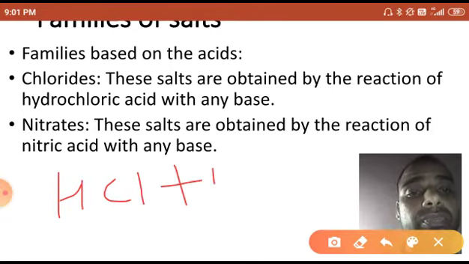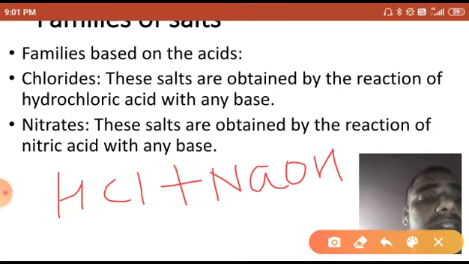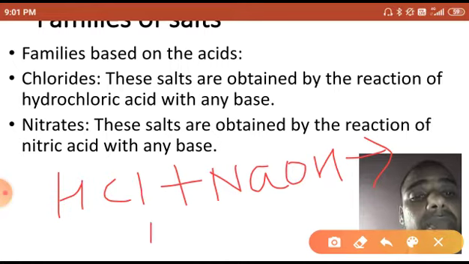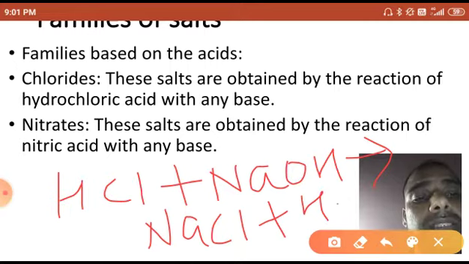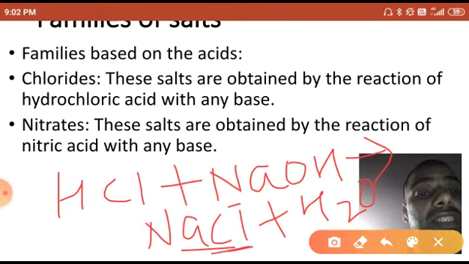First, I have taken NaOH. It is written any base, but I have taken a strong base, NaOH. What will it form? NaCl plus H2O. What you are getting? These salts are obtained by the reaction of hydrochloric acid with any base. So chloride, NaCl, sodium chloride, ending with negative Cl, so hence it can be called the chloride family.